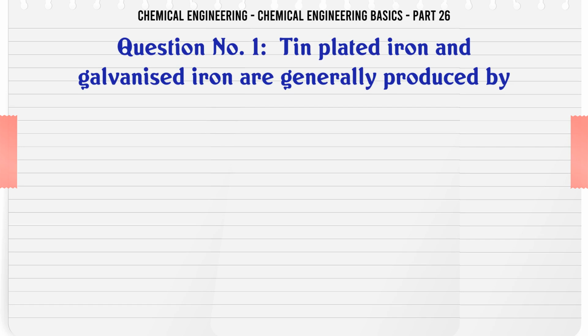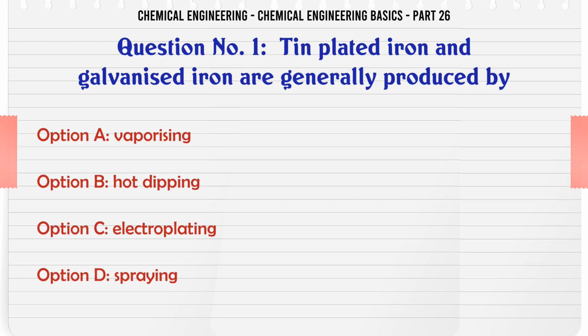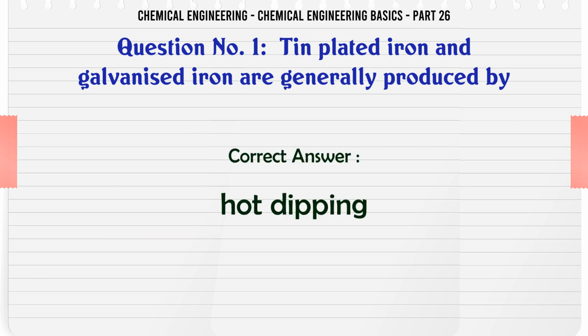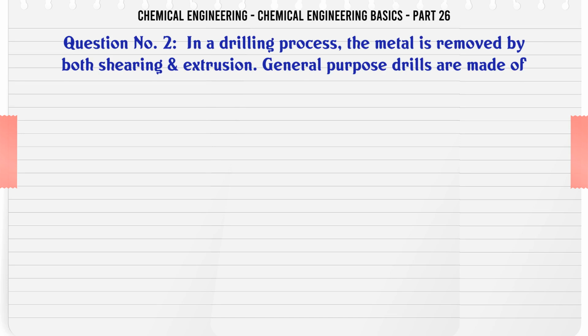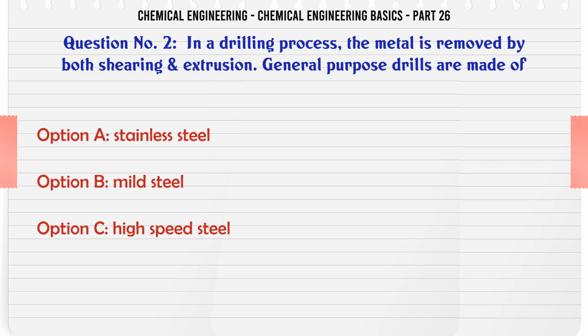Tin-plated iron and galvanized iron are generally produced by A. Vaporizing, B. Hot dipping, C. Electroplating, D. Spraying. The correct answer is hot dipping. In a drilling process, the metal is removed by both shearing and extrusion.